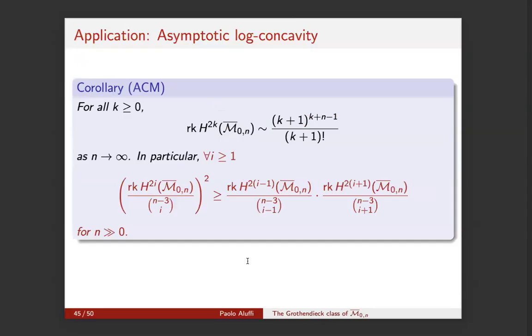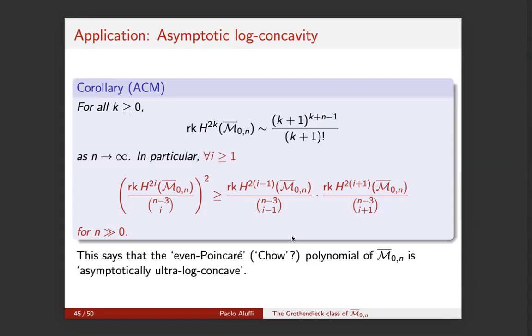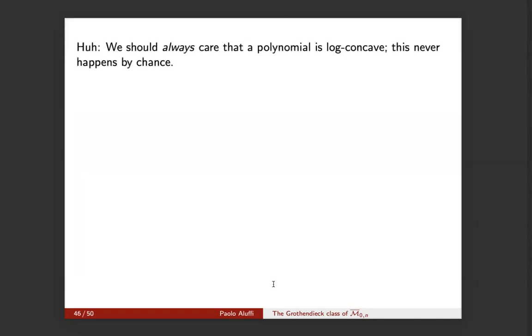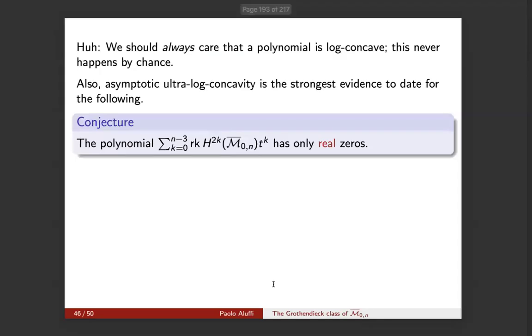So, for example, out of this asymptotics, you get asymptotic ultra-log concavity for the Poincaré polynomial. These extra denominators correspond to a stronger condition called ultra-log concave. So this says that these polynomials are asymptotically, if you wait long enough, ultra-log concave. Again, these kind of things don't happen by chance. There must be a better reason for that, or a conceptual reason, not just brute force computations.